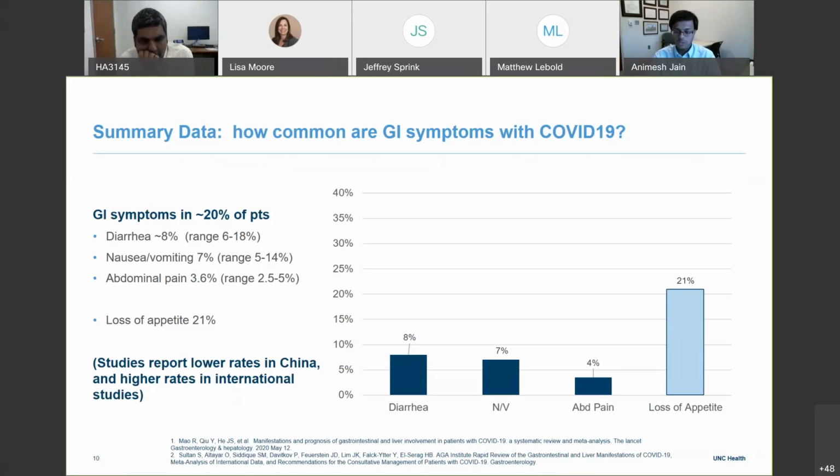Another interesting trend: if you break out the data by region, it seems like all the reports from China are reporting lower rates of GI symptoms. So the ranges I've put in parentheses on the slide, most of the reports from China were on the low end of that range, and most of the reports from Italy, Europe, and the US have been on the high end of that range. I don't totally understand the reason for that discrepancy. It may be that there's different behavior there. It may be that there's different reporting of the way they report symptoms there. Regardless, I think that the numbers in the US are probably on the higher end of what I've cited in those ranges. So probably at least 20% and probably higher of our patients have GI manifestations with COVID-19.